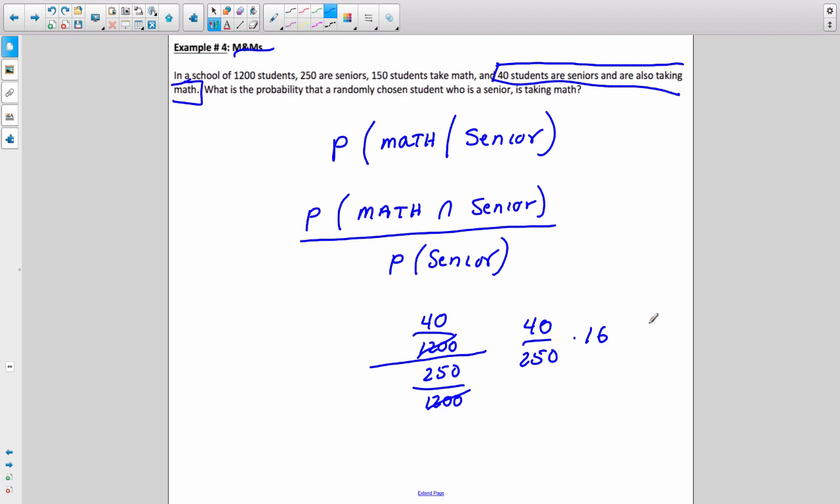That's the probability of picking someone who takes math having already picked a senior. So you pick a senior, what's the probability that that senior also takes math? 16%. That's called conditional probability.